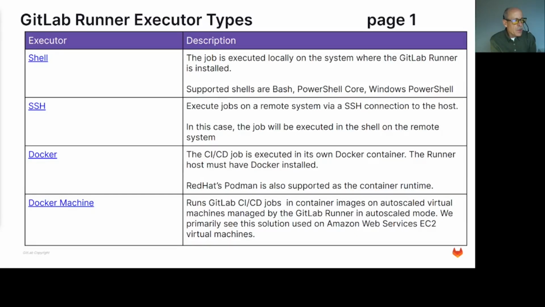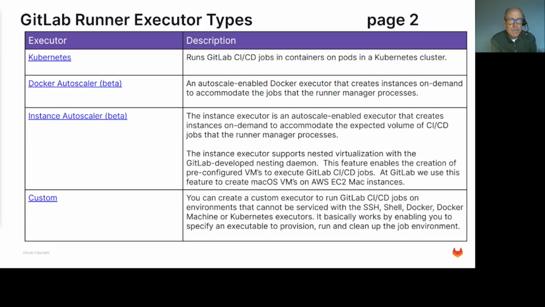Docker is the ability to execute a Docker container. The runner host, of course, must have Docker installed so that it can do that. Red Hat's Podman is also supported. We also have a Docker machine executor type, which allows us to do auto-scaling of virtual machines managed by a GitLab runner. Kubernetes is also supported. That allows us to run jobs in containers on pods in a Kubernetes cluster.